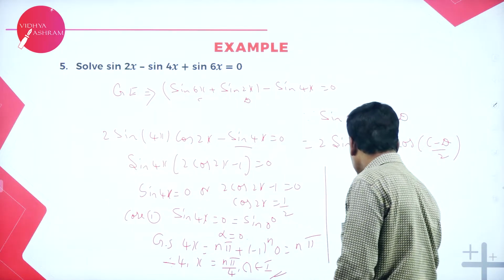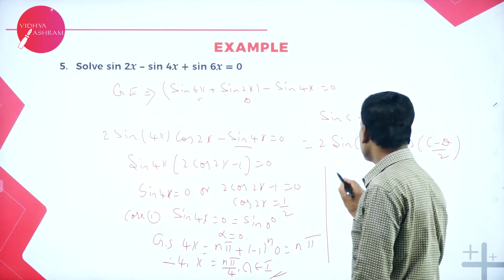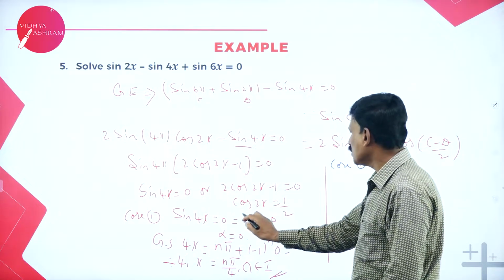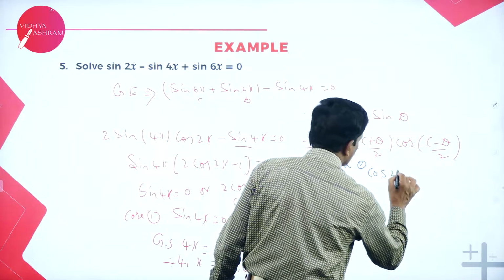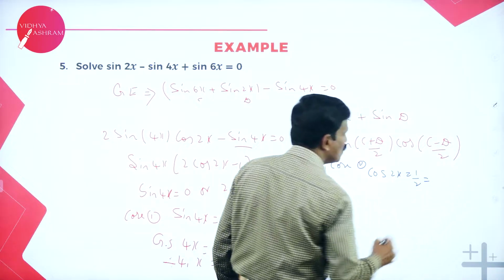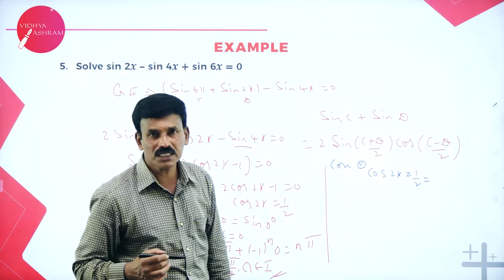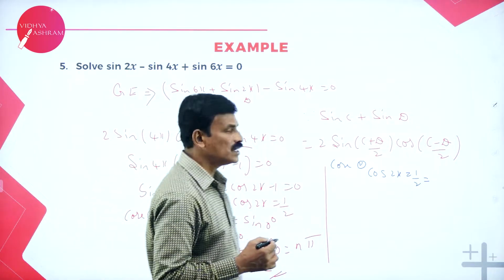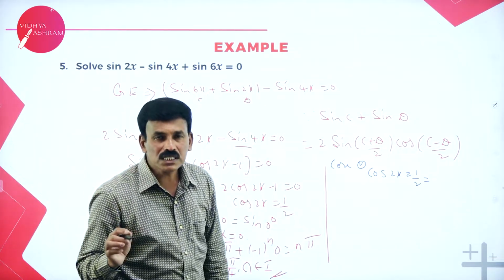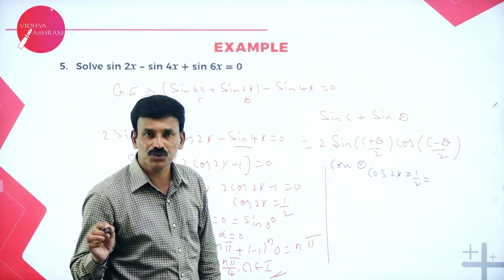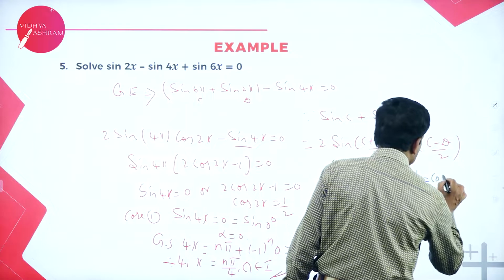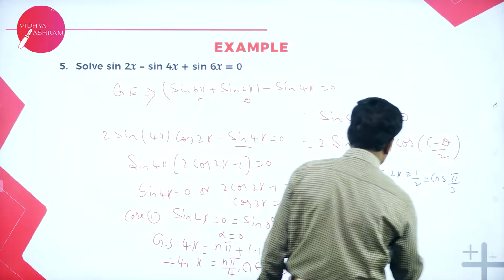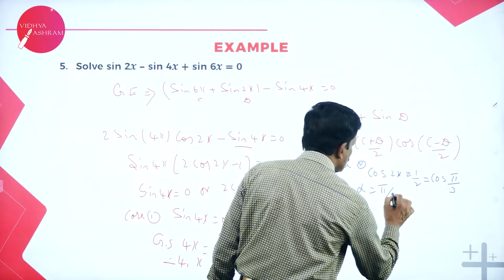Similarly, let us come to case 2. What is that? Cos 2x is equal to 1 by 2. For what value of theta do you get 1 by 2? Since cos 60 degrees is equal to 1 by 2, and sin 60 is equal to root 3 by 2, this can be written as cos of 60 degrees, that is pi by 3. So here alpha is equal to pi by 3.